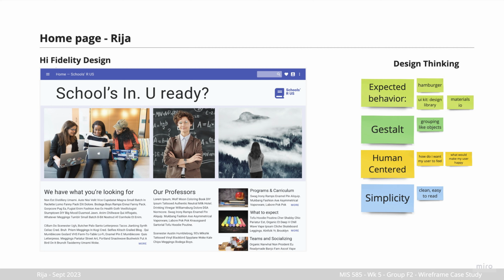So this is the high fidelity design of the home page. One of the key things in the design that I wanted to do was expected behavior. So that was the hamburger, the navigation that they want, the way I did the search widget kind of thing. Especially also using our UI kit, Materials.io, that's something very expected and very standard. So that again was part of the design. 1 week is not enough to come up with a design library, so using Materials.io helps with that. Gestalt, so like size objects together to draw the user's eye, human-centered design, and simplicity.